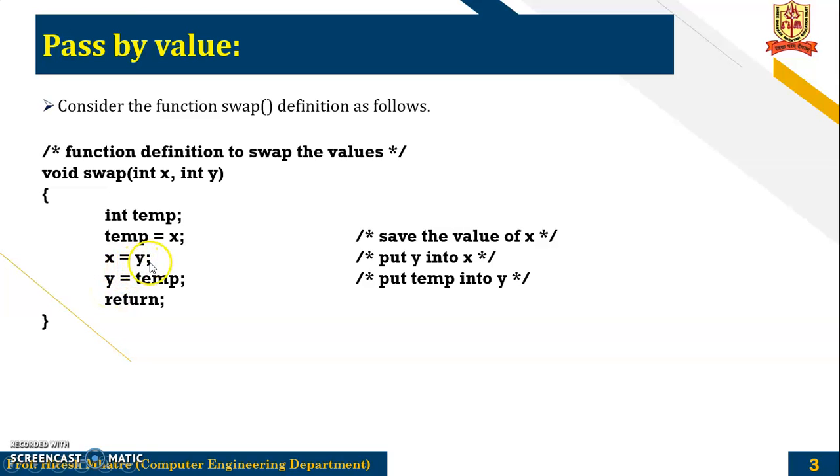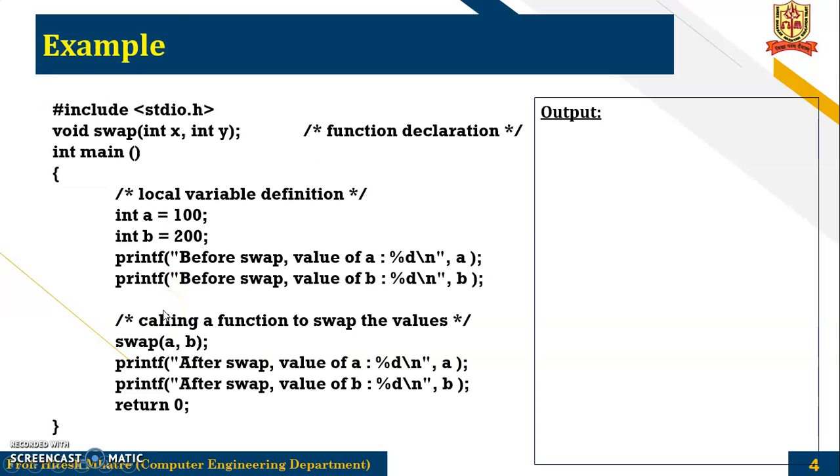So what we are doing here is using three variables for swapping the two variables. That is, the value of y will be stored in x and the value of x will be stored in y, and then it will return. So just an example here, swap function.